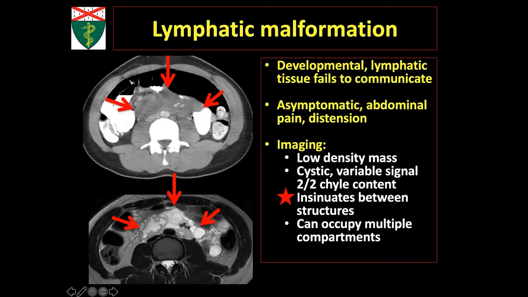And so when you see a lesion that sort of insinuates, is low in density, maybe fluid levels, got to think of lymphatic malformation. Patients are often asymptomatic. However, if it gets very large, it can result in pain and distension.